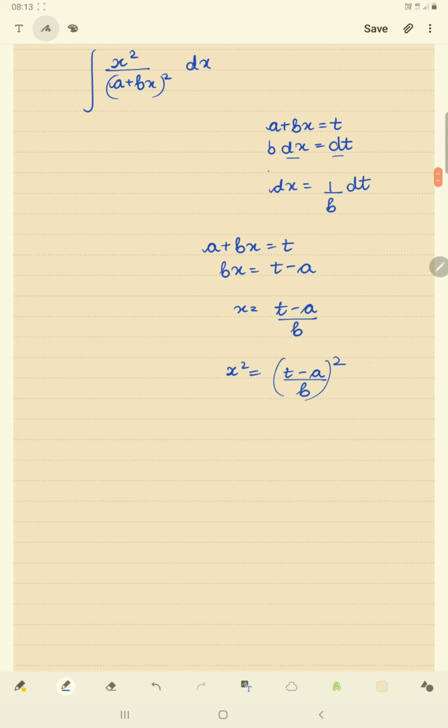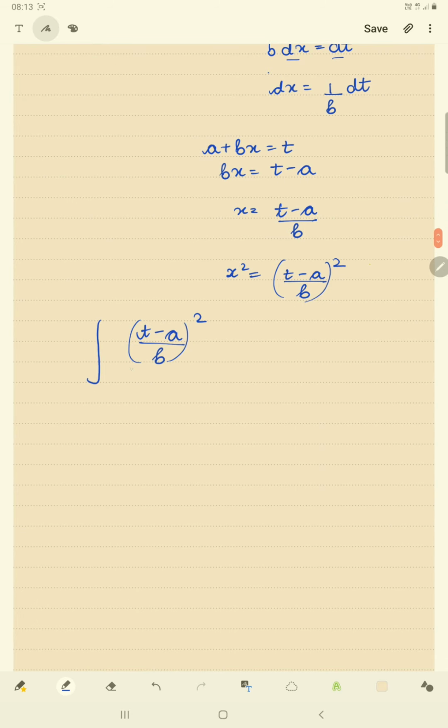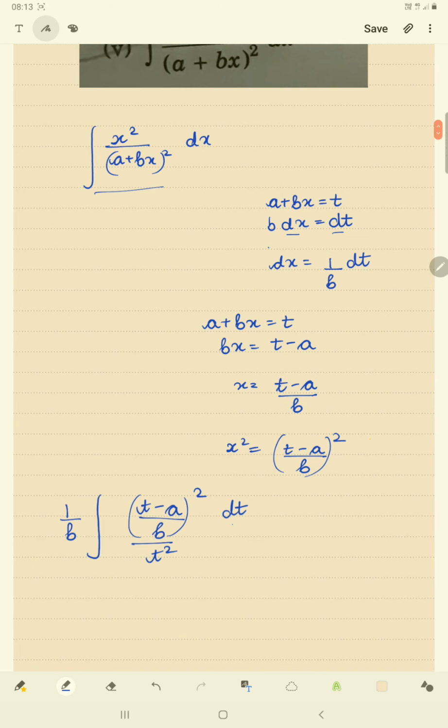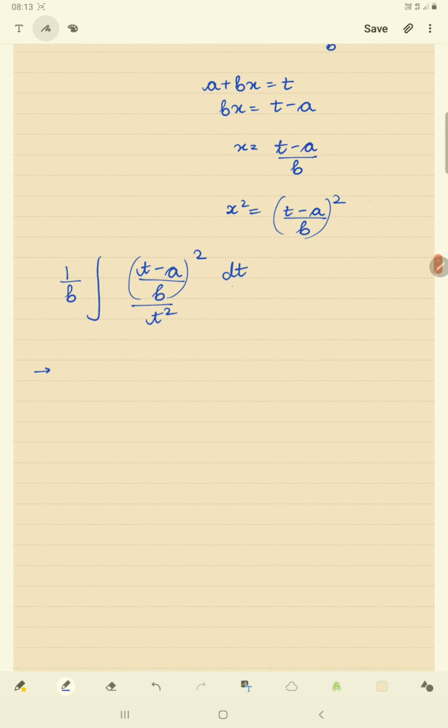So now writing this completely in terms of t, we have ((t minus a) upon b) whole squared upon t squared dt, and a 1 by b, because dt by b is dx. So now we have written this. We can just open up the square. So we have (t squared plus a squared minus 2at) upon b squared into t squared.